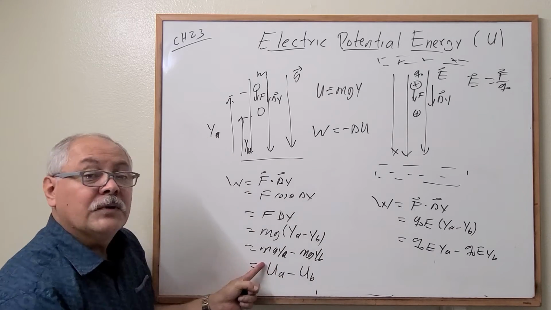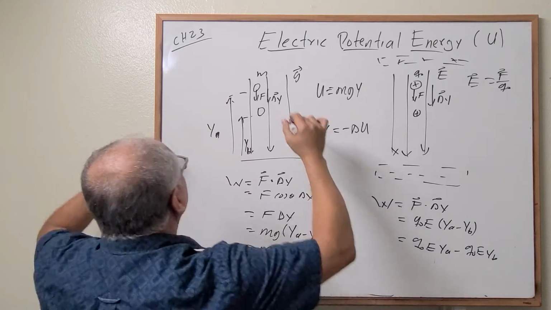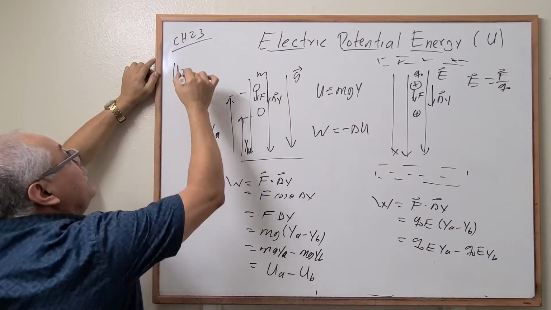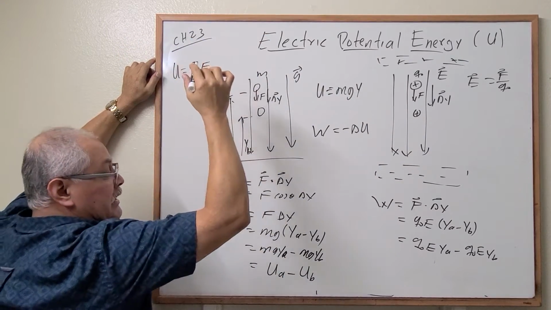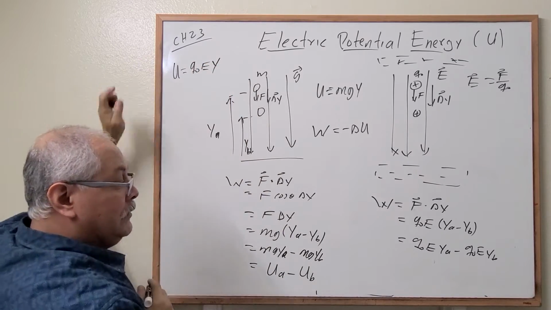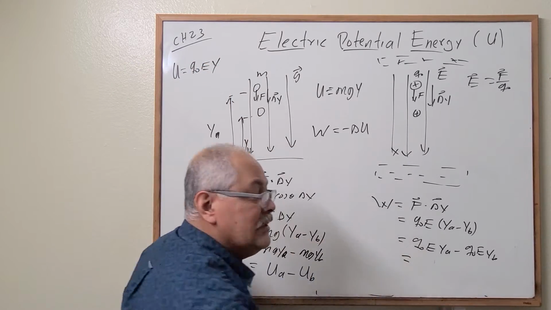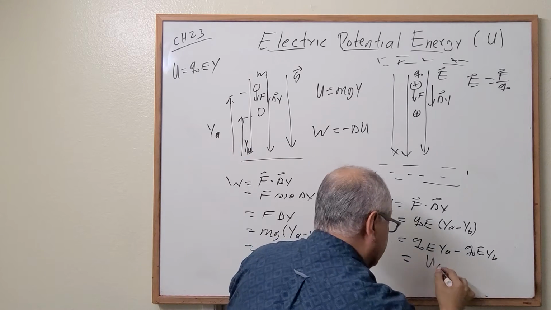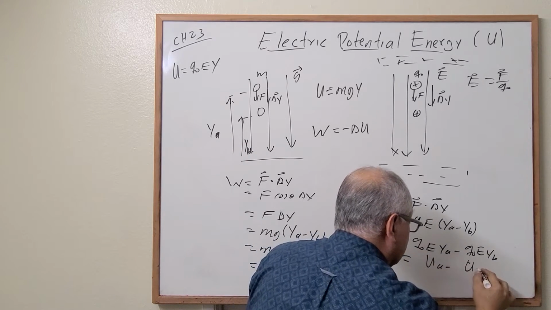The same thing as for gravity. We defined the electric potential energy to be equal to Q naught E times y. Correct? When we substitute this value right here, what do we have? It's going to be the electric potential energy at A minus the electric potential energy at B.